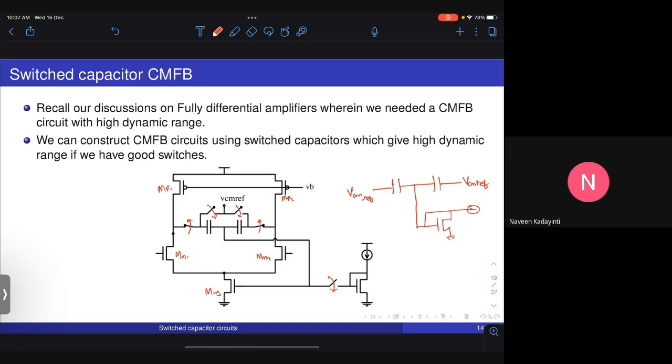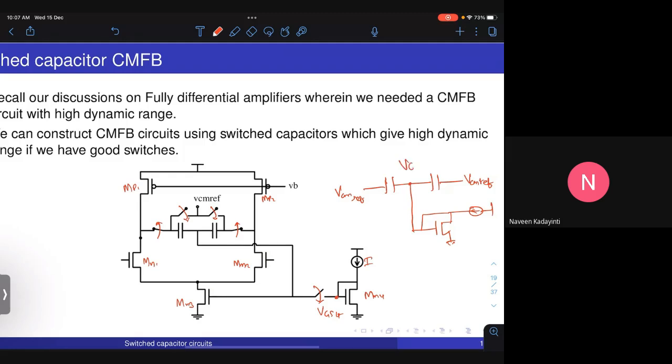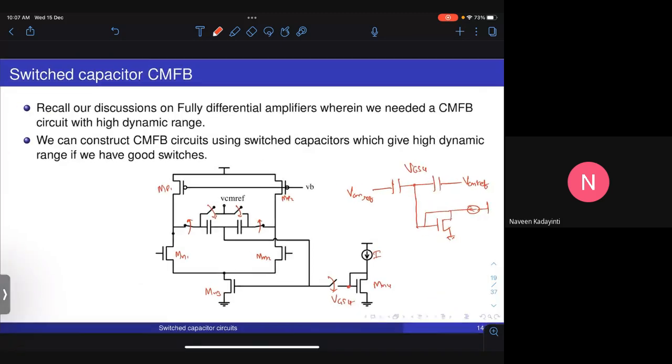And this node comes to the current reference transistor, right? Depending on this current I and the geometry, it will have some VGS. Let me call this MN4. This will be at VGS4. So basically this node is at VGS4. Therefore, the potential difference across each of these capacitances is VCM ref minus VGS4. Okay, so this is what the reset phase is.